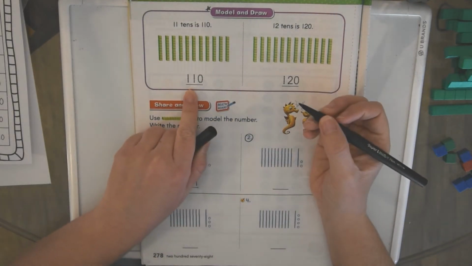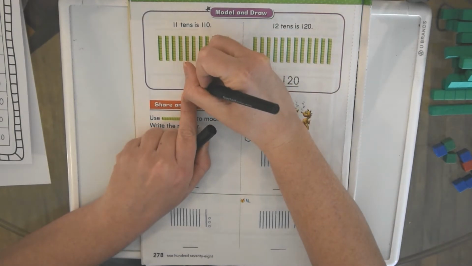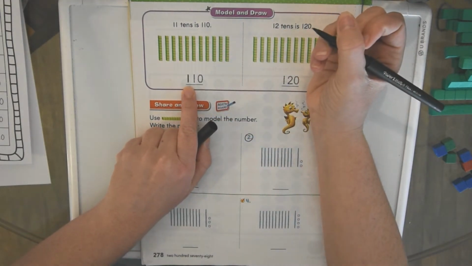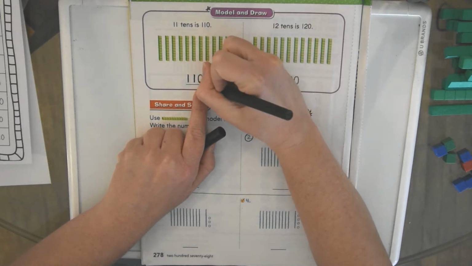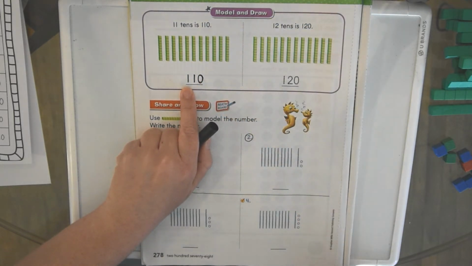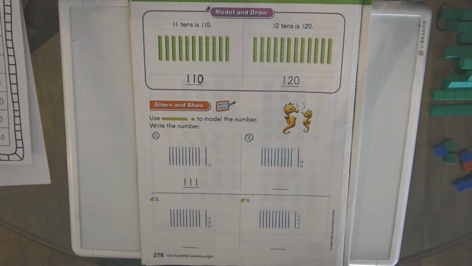And how we write the number 110, you're going to write a 1 in the hundreds place, a 1 in the tens place, and a 0 in the ones place. So it's 110. Very good.